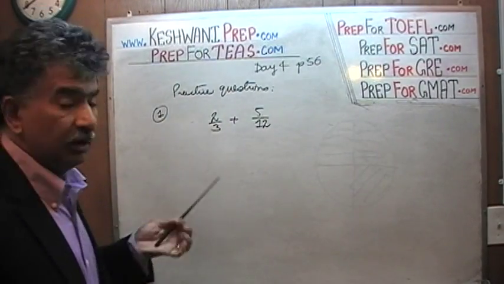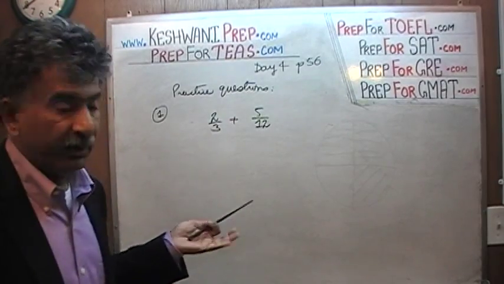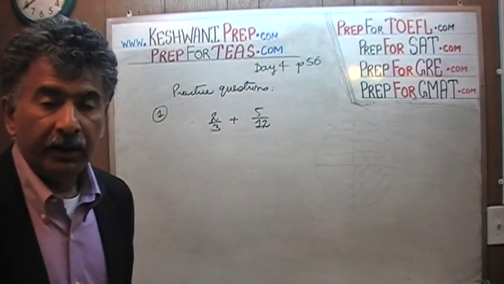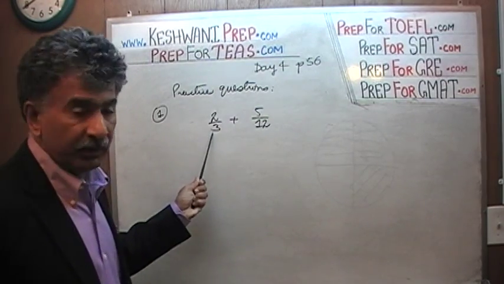Here we have 2/3, which cannot be reduced, and 5/12, which cannot be reduced. So now we have to figure out a way to make the denominator the same. Here we have a 3. 3 times what number is going to give us 12?